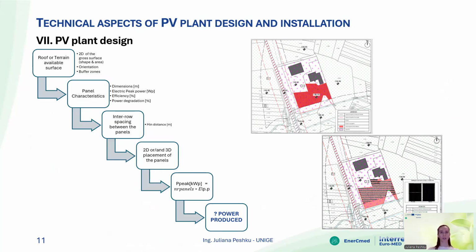Then, considering the minimum interval space, the 2D or 3D placement of the panels can be done by counting the number of the panels that fit into the available area and multiplying by the panel peak power that we take from the technical data sheet of the panel. The installed peak power of the plant can be defined, but we still don't know the producibility of the plant.